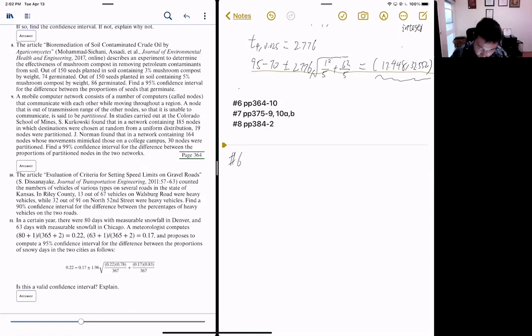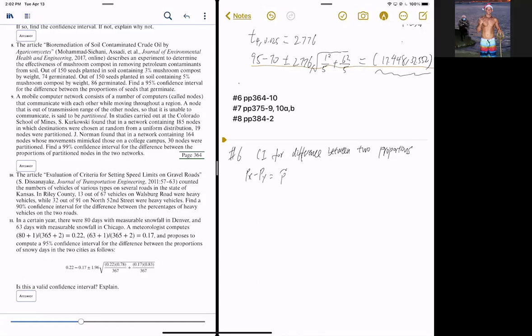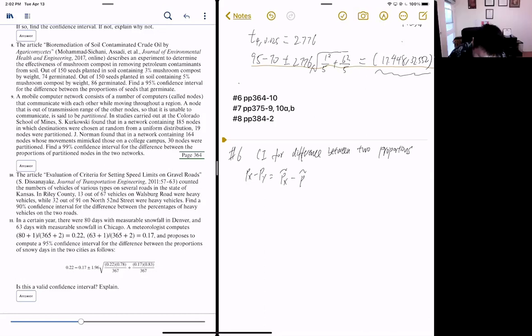Let me write down the equation first. That's the CI for the difference between two proportions. So p̃x minus p̃y, that's the difference between the two modified sample proportions, plus or minus z of half alpha.